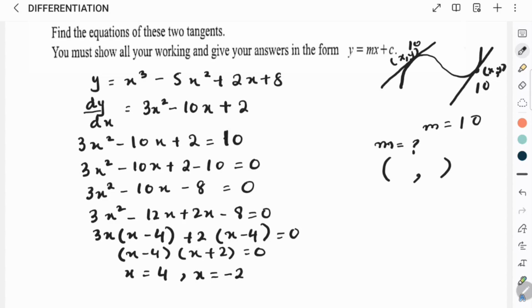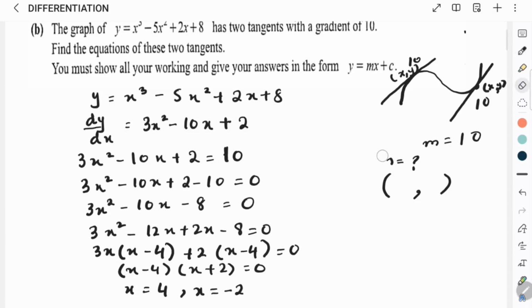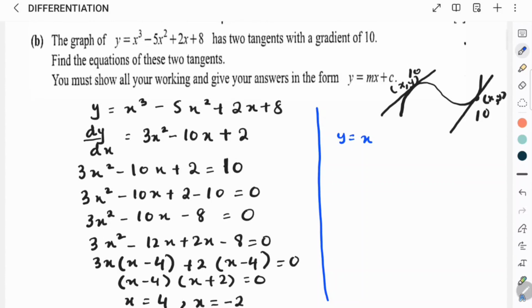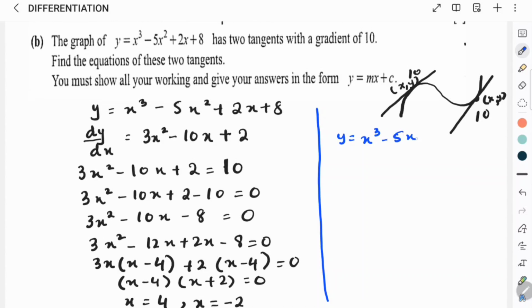of the points where the gradient equals 10. But we need to know the y value as well. To find the y value, we always put the x value back in the original equation, not in the differentiated one. We are just finding the value of y here. So y equals, the original equation, x cubed minus 5x squared plus 2x plus 8. So we find out that when x is 4, what will be the value of y.